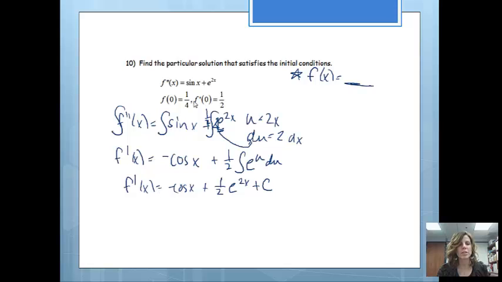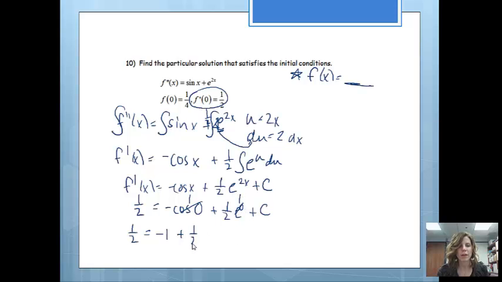We're now going to use the information given right here. We know that when x equals 0, my derivative will equal 1/2. So I'm going to have 1/2 equals negative cosine of 0 plus 1/2 e to the 0 plus c. Cosine of 0 is equal to 1, so I have negative 1, plus e to the 0 is equal to 1, so plus 1/2, plus c. So 1/2 equals negative 1/2 plus c, and if I add 1/2 to both sides, I should end up getting c equals 1.